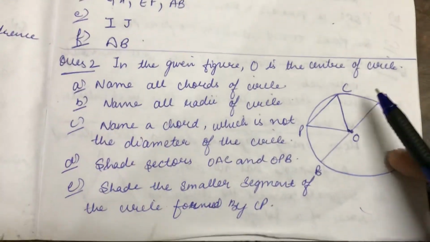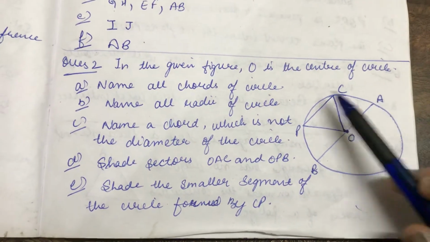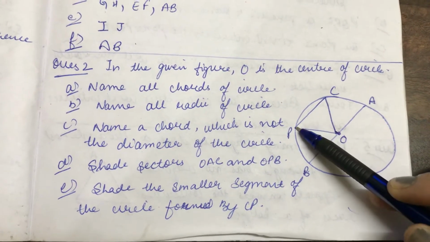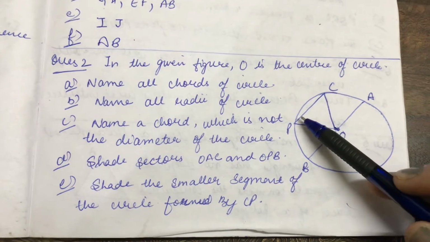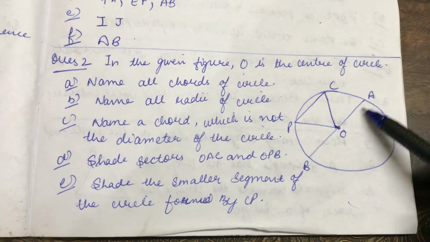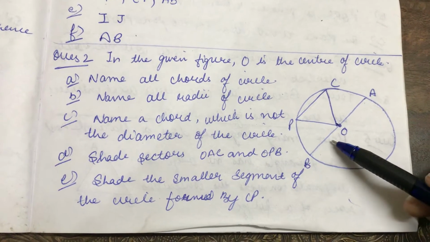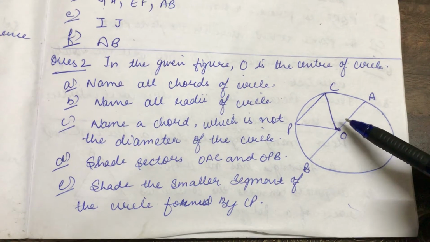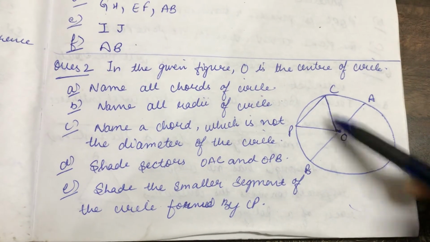Next question is, in the given figure, O is the center of the circle. Name all the chords of the circle. Now chord is a line segment which joins the boundary points of a circle. Clearly PC is a chord. AB is also a chord. Although AB is a diameter, we can say AB is a chord also because diameter is always a chord of a circle. So we have two chords PC and AB.